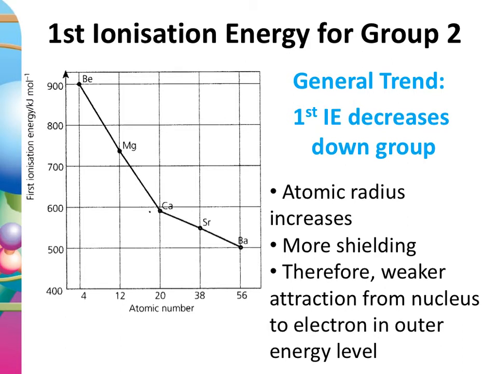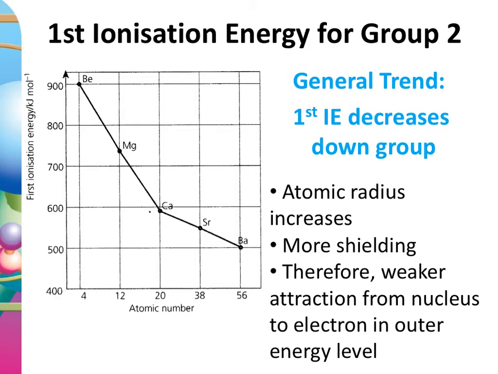There's greater shielding. You think about your shells. You think about your energy levels. You've got more energy levels as you go down group 2, and so the consequence of that is you get a weaker attraction from the nucleus to the electron in the outer energy level.